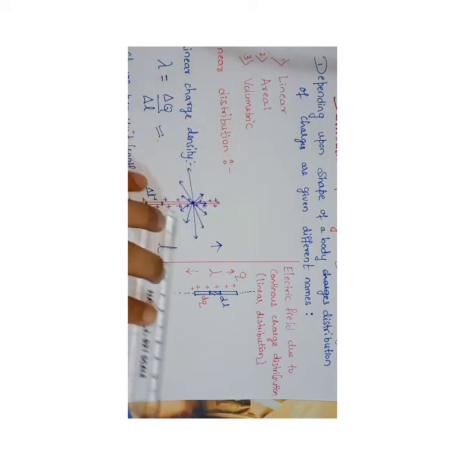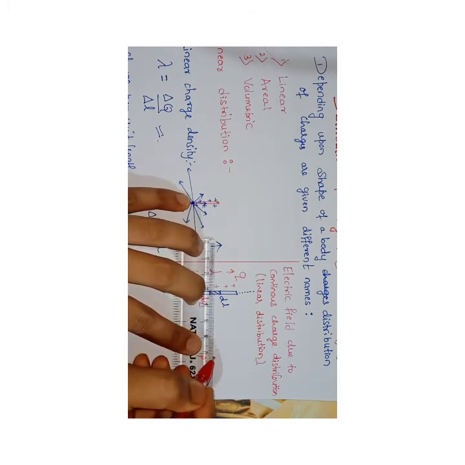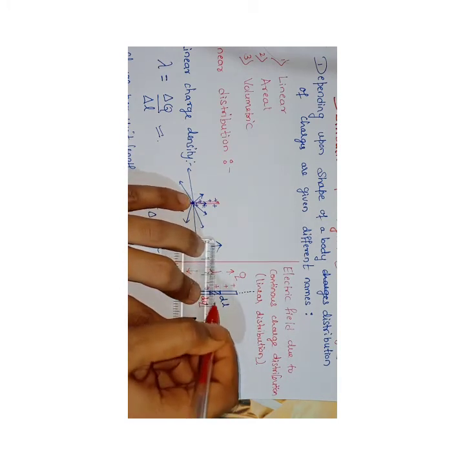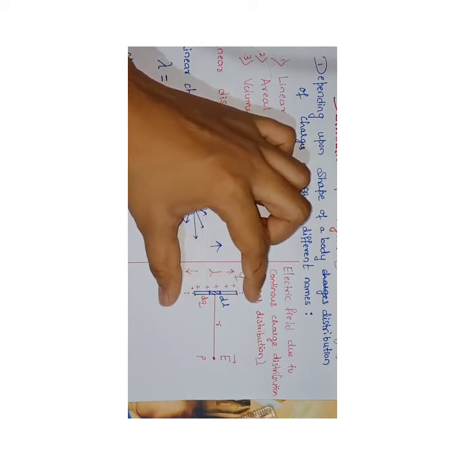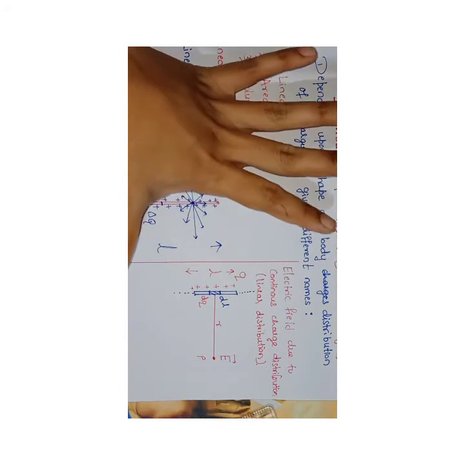So due to this length element, at some point P, you can take somewhere here or here, anywhere. I have taken here. Okay, so the distance between the point P and this length element, I'll mark it as r. At this point P, we have to calculate the electric field. First you're going to find the electric field due to this small length element dl. Then you're going to integrate it for the entire length.